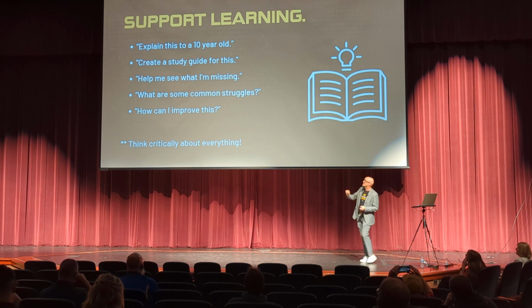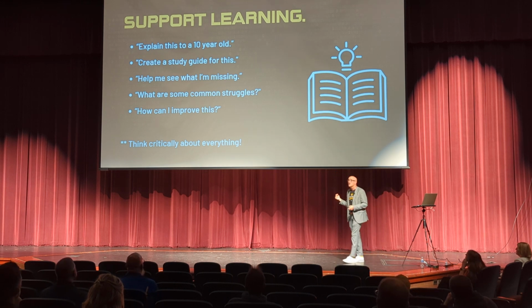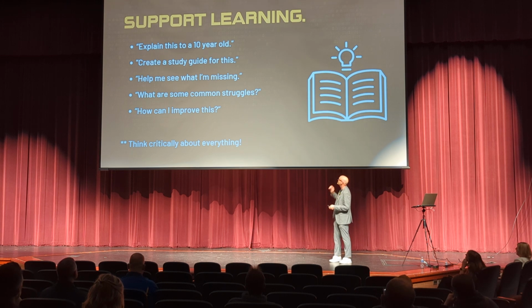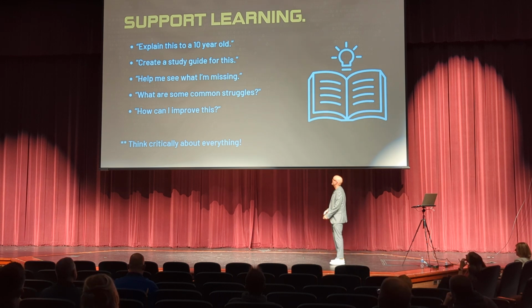So what I've got there is a list of some real quick prompts that you can ask ChatGPT or one of these other AI assistants. Explain this in a way that a 10-year-old would understand it. I've seen people ask AI that a ton of times, and it's really good. Create a study guide about this topic. Help me to see what I'm missing.